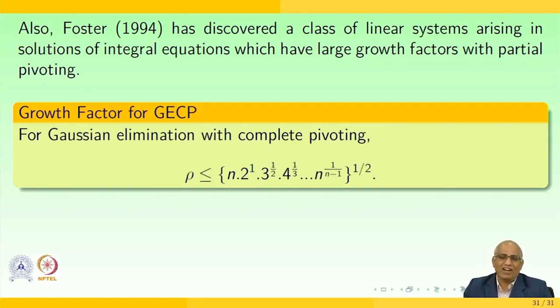So today we have learned the algorithm for Gaussian elimination with partial pivoting and also Gaussian elimination with complete pivoting, and how they are influenced by the growth factors for the stability of the system in order to get the best approximation.